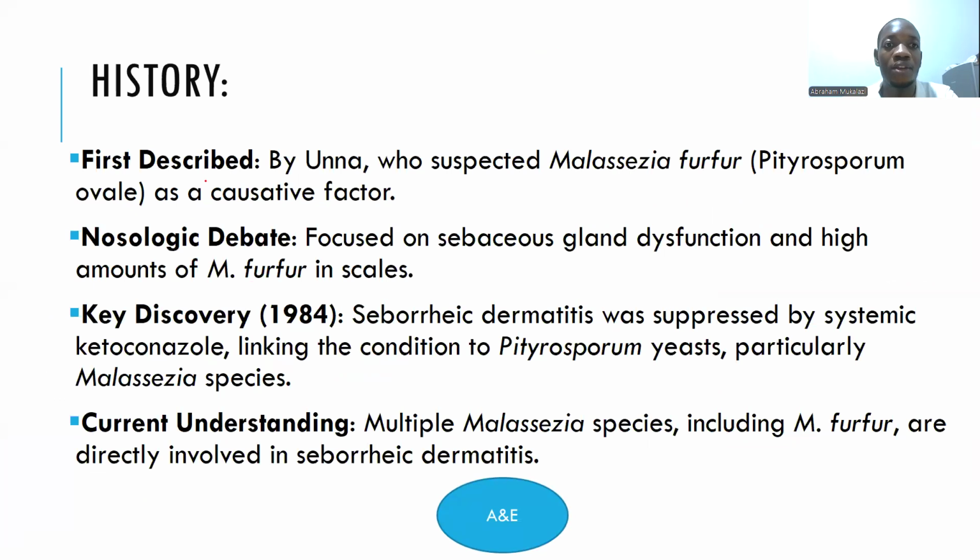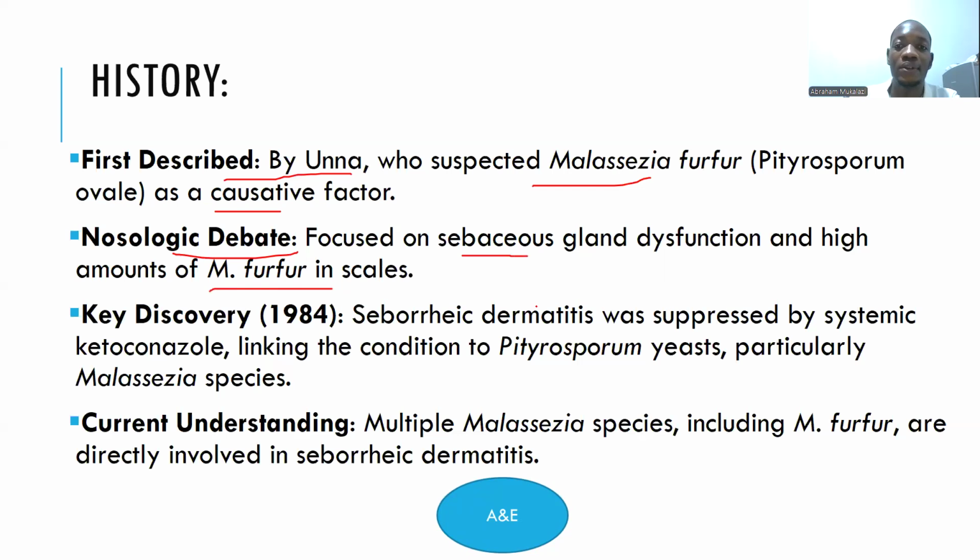So it was first described by Unna, and at that time he suspected that maybe it is due to Malassezia furfur as a causative agent, but this is still debatable because there's now a thinking it may be due to sebaceous gland dysfunction or even high amounts of Malassezia furfur.